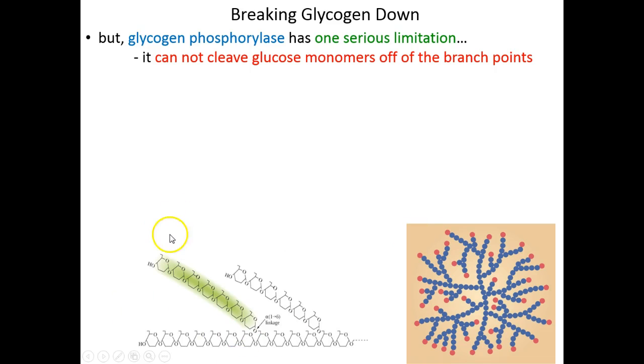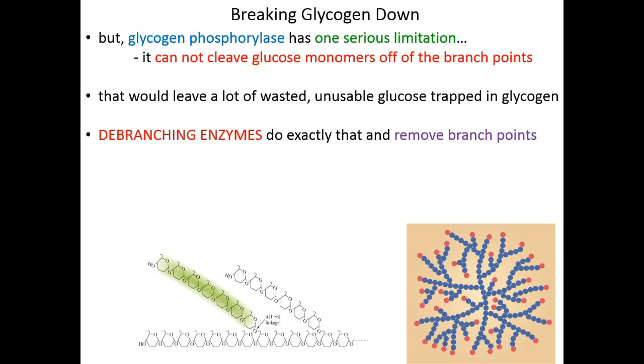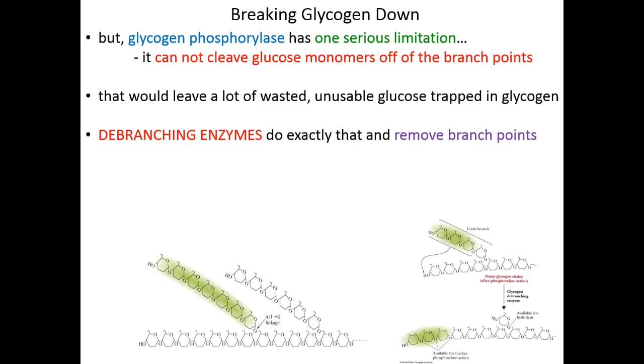So if we look at this slightly more detailed view of glycogen, we can remove each of these glucose rings, but once we got down to this one right here, this is the branching glucose, we wouldn't be able to remove that. And we wouldn't be able to release any more of the glucose after it. So that would leave a lot of wasted, unusable glucose trapped in these large glycogen molecules, and we can't have that. So what the cells also have are what we call debranching enzymes, and debranching enzymes do what their names suggest. They remove the branch points and allow the breakdown of glycogen to be continued.